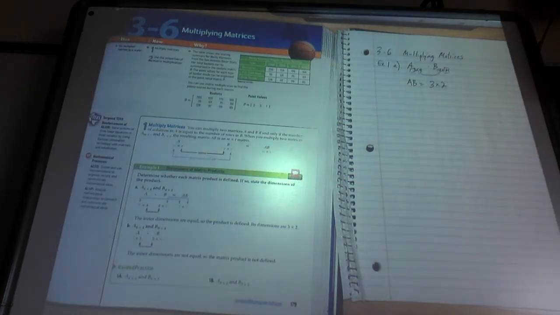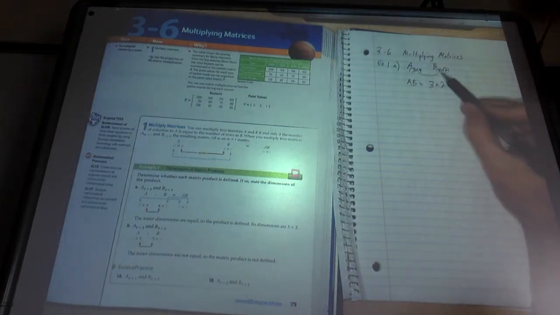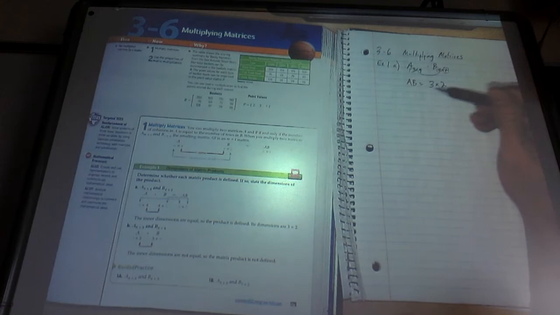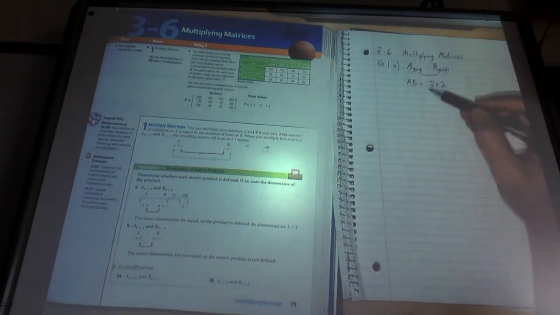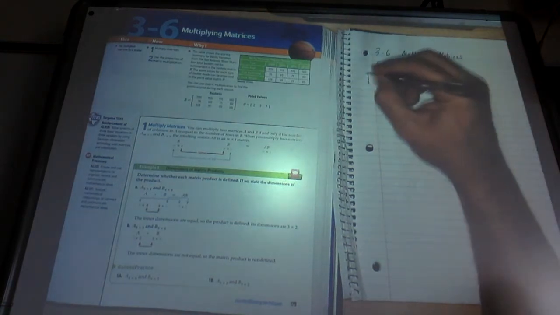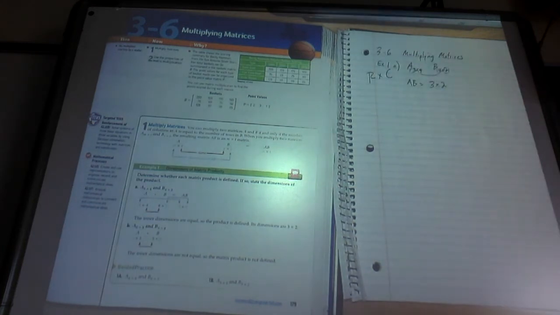So when we're just seeing if we can multiply these, we're going to state what the dimensions are. Since my inside numbers match, my outside numbers tell me what the dimensions are. There's going to be 3 rows by 2 columns. Remember, it's always rows by columns when you're doing matrices.